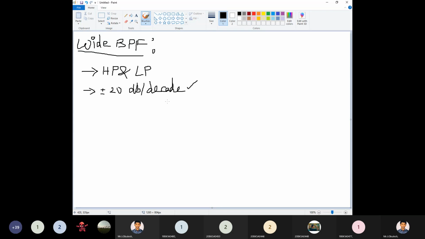Similarly, you need to draw the wide band pass filter and narrow band pass filter frequency responses. Then only you will know the difference between the narrow band pass filter and the wide band pass. You need to draw both band pass filters' frequency responses.